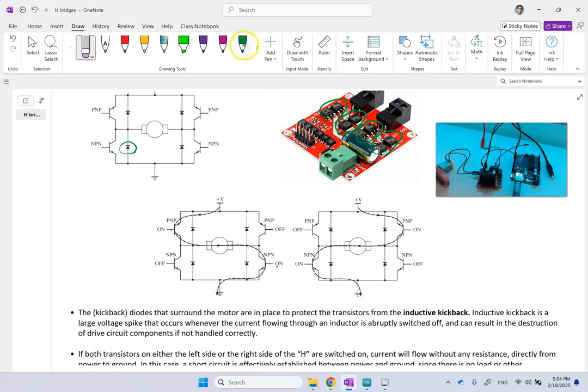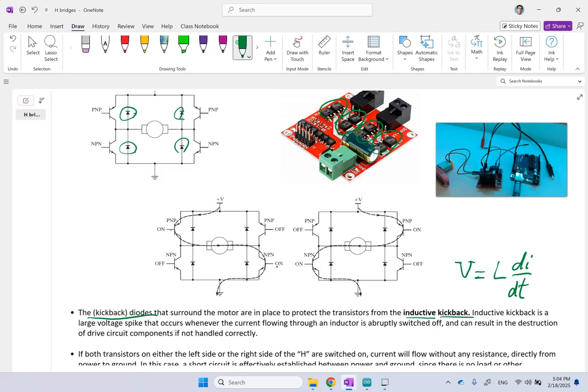why would you use the diodes here, right? What is the role of these diodes? These diodes are what we call kickback diodes. They are around the motor and next to the transistors to protect it from what we call inductive kickback. What is inductive kickback? If you know, the voltage across an inductor is L di over dt.